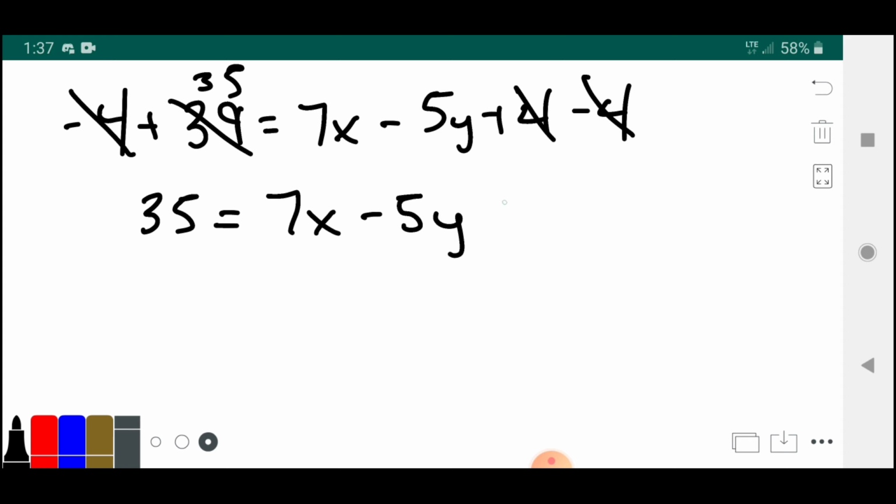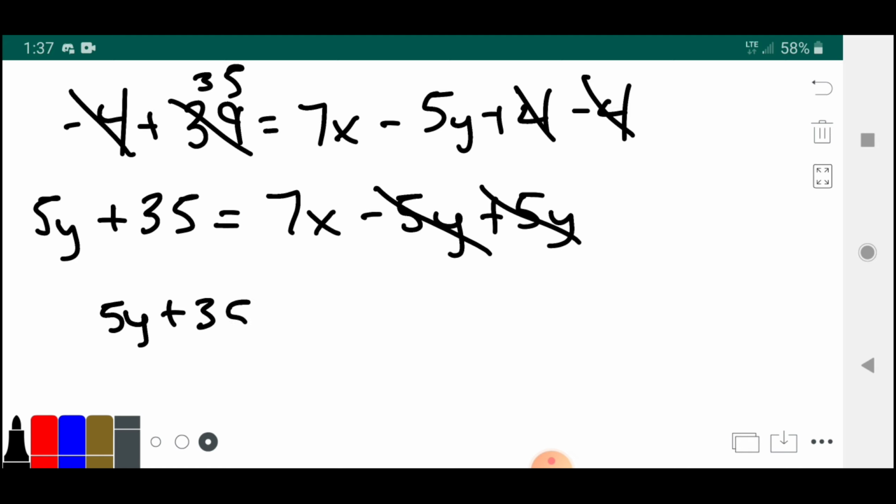We'll continue reverse order operations and add 5y to both sides. On the right-hand side of our equation, this cancels out the 5y, and on the left-hand side of our equation, we now have 5y plus 35. Our equation is now 5y plus 35 equals 7x. We'll divide both sides by 7.